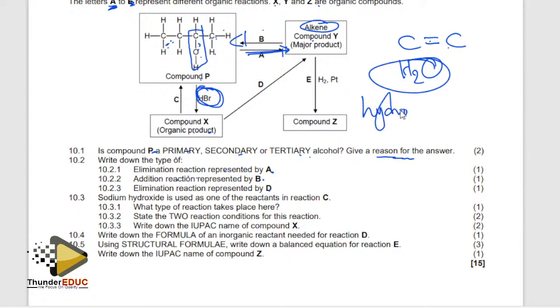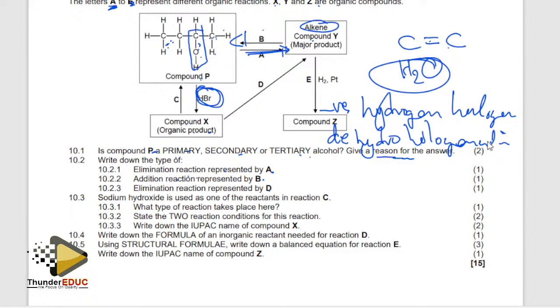hydrogen and the halogen. Because I'm removing, we have the word de-hydro, meaning that I'm removing the hydrogen, then the halogen. That's why I'm saying dehydrohalogenation. You understand? So that is reaction D. You see? It's simple.